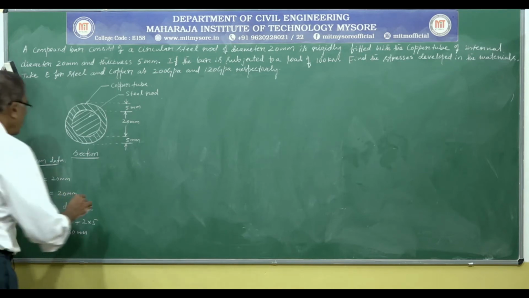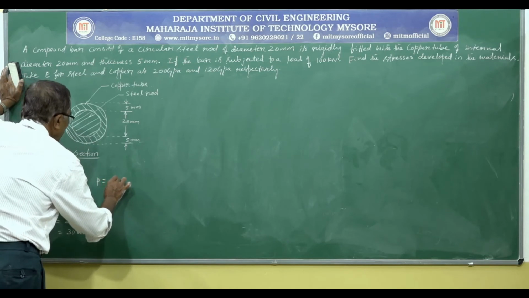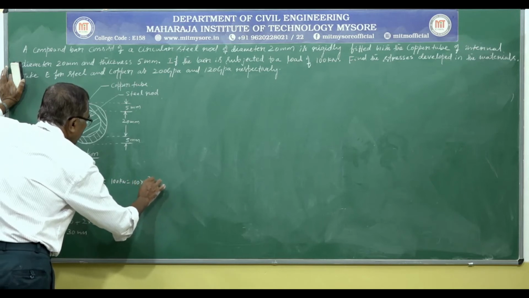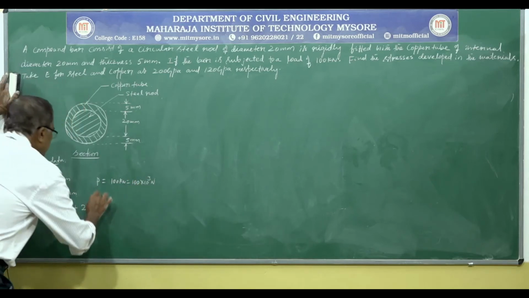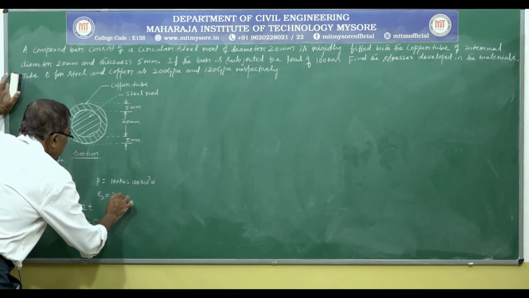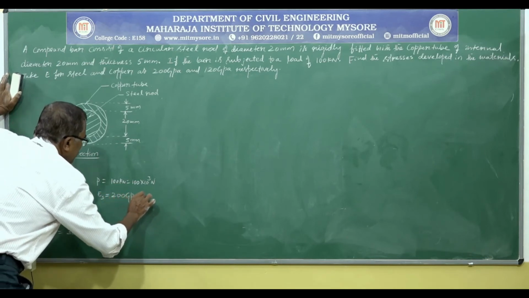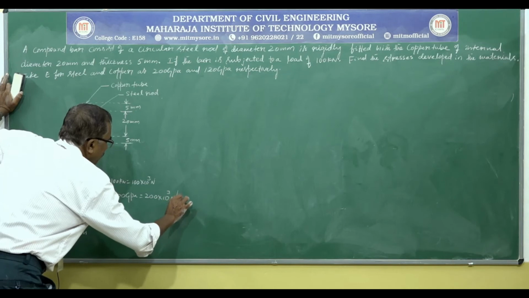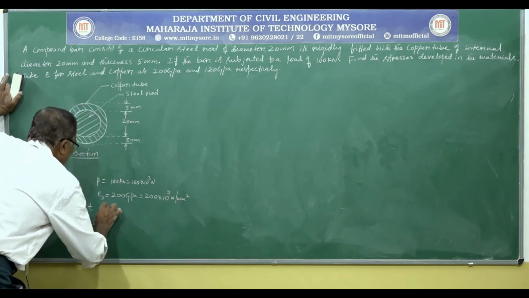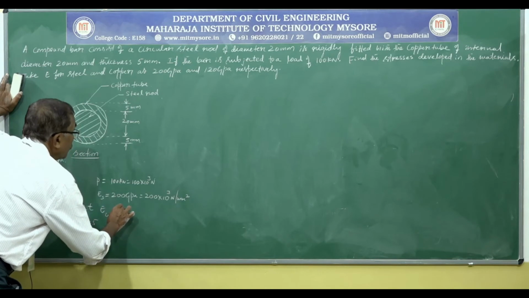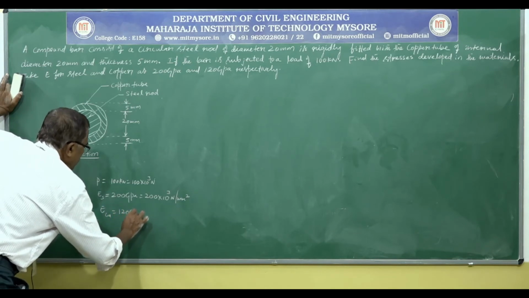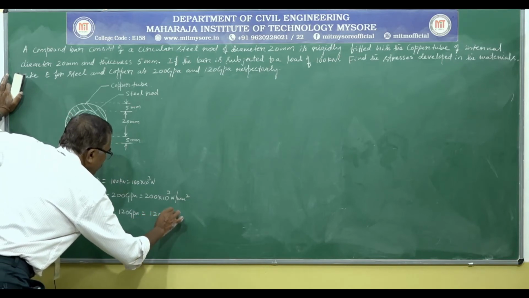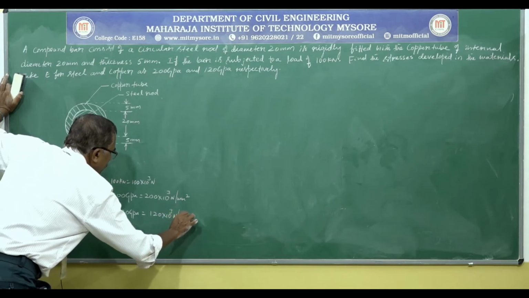Next, it is subjected to a load of 100 kilonewton. P is equal to 100 kilonewton, that is equal to 100 into 10 power 3 Newton. Given Young's modulus of steel Es is equal to 200 GPa, that is equal to 200 into 10 power 3 Newton per millimeter square, and Young's modulus of copper Ecu is equal to 120 GPa. See the variations of Young's modulus values. 120 into 10 power 3 Newton per millimeter square.